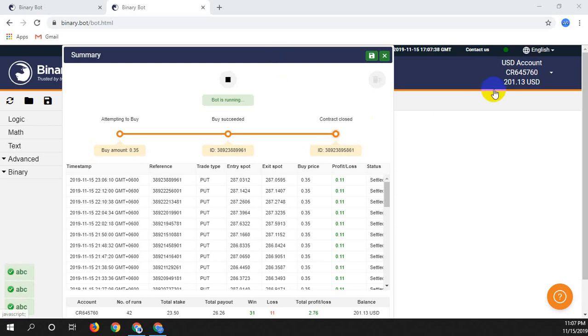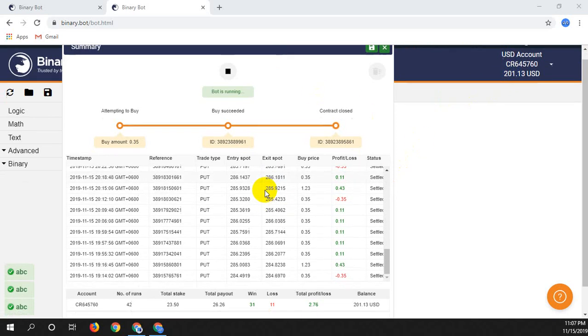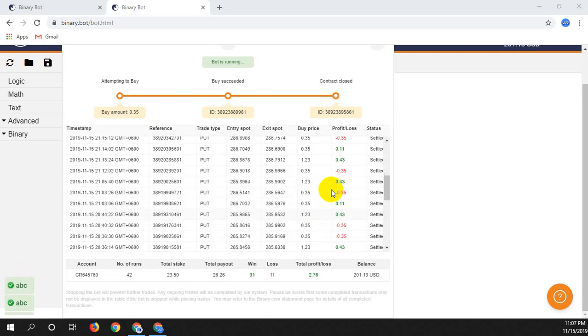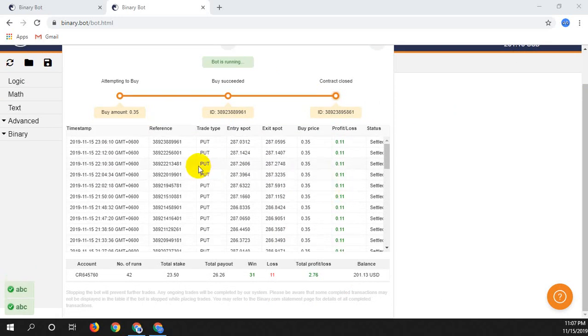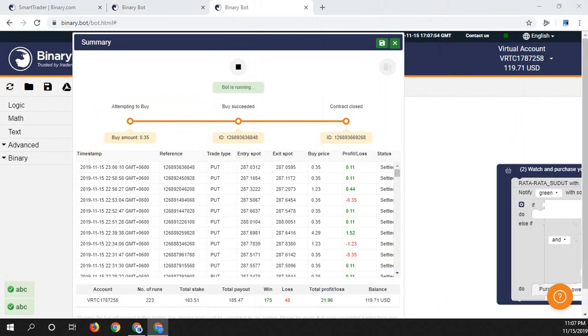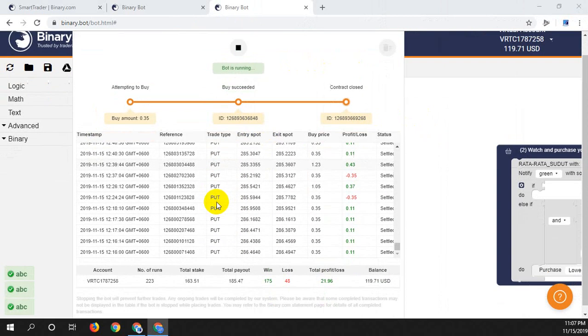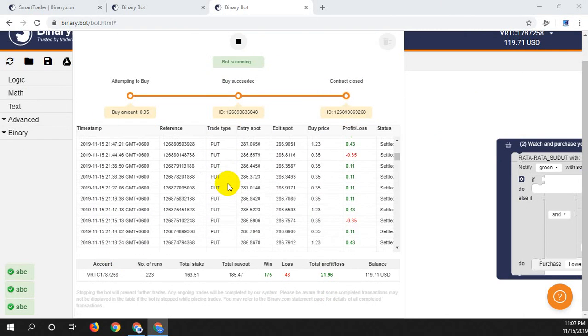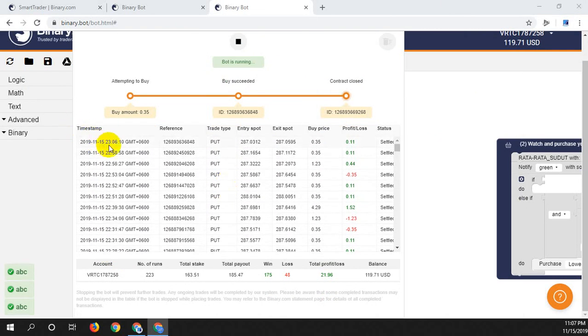This is my real account, and you can check this is my trading result. Just one, maximum two, that is 111. This is not put, this is lawyer bot. Okay, so I will show you the trading result of this bot, continuing from 12:16. Now the time is 23:06, so you can calculate the time.